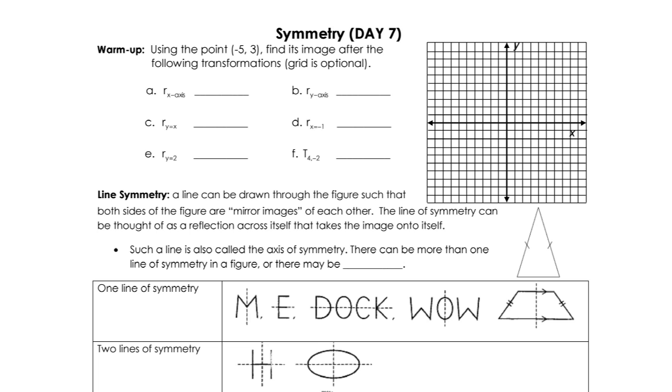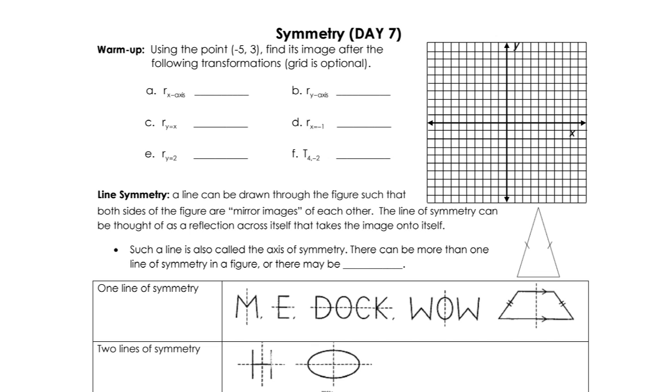And in our warm-up, before we get to symmetry, it's asking us to use the point (-5, 3) and find its image after the following transformations, and the grid is optional. So in the first one, it talks about reflecting over the x-axis. So let's go find our point first.